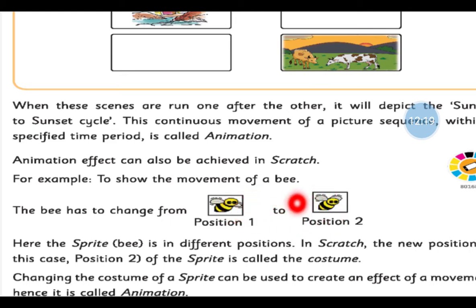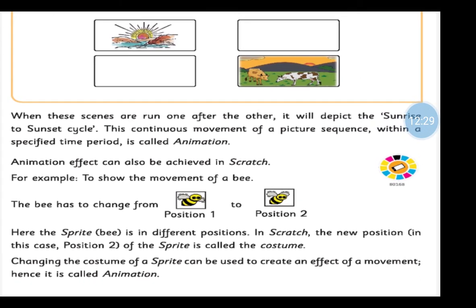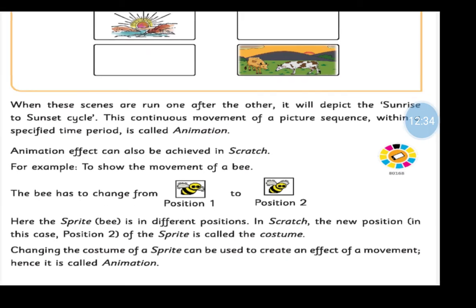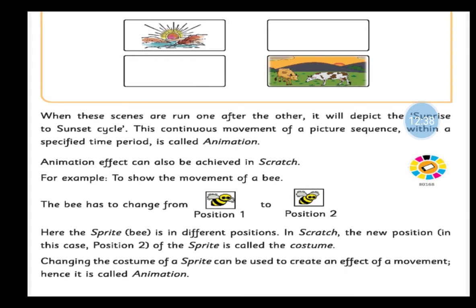This you can see one after another, again and again, this will repeat. This repeat is called animation. Here the sprite is in a different position. In Scratch, the new position, in this case position 2 of the sprite, is called a costume. So this is what you call a costume in Scratch.